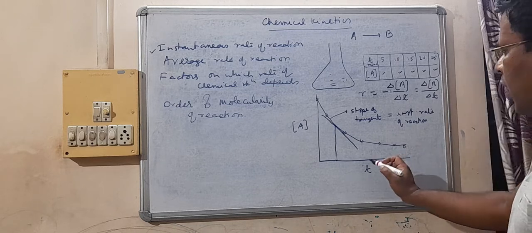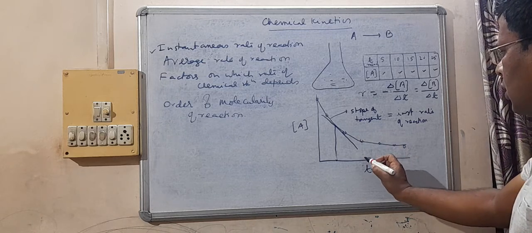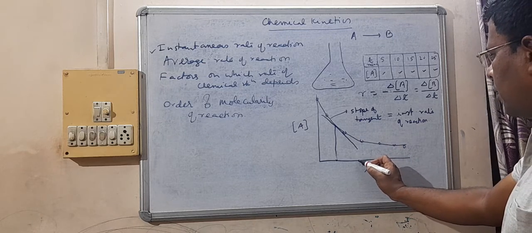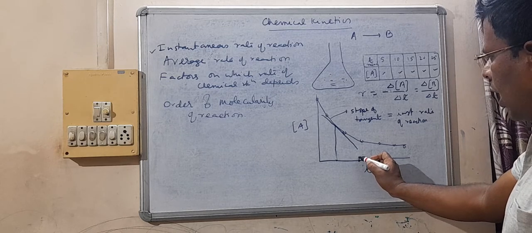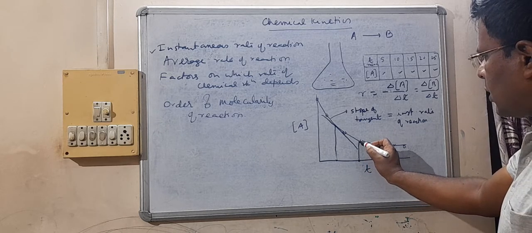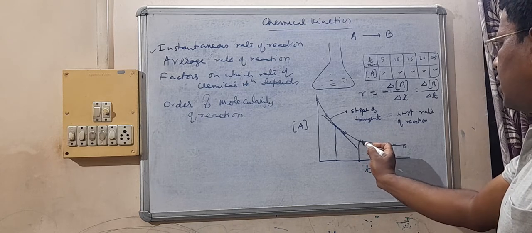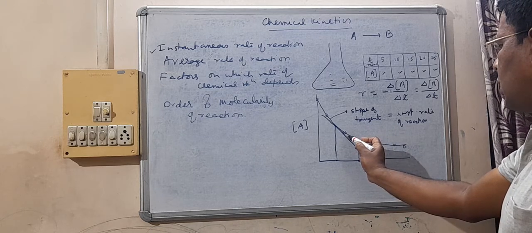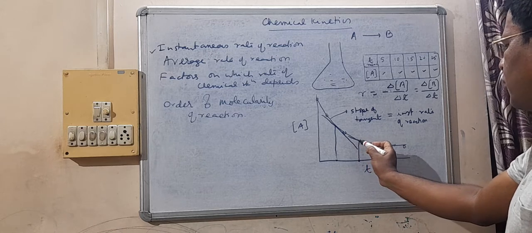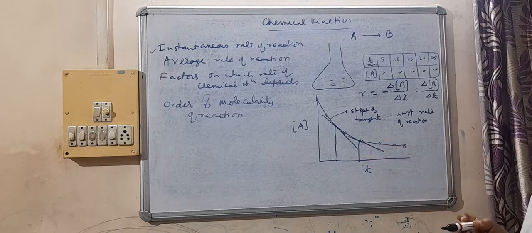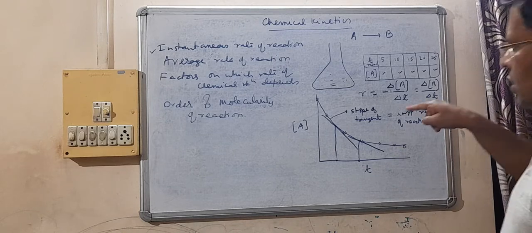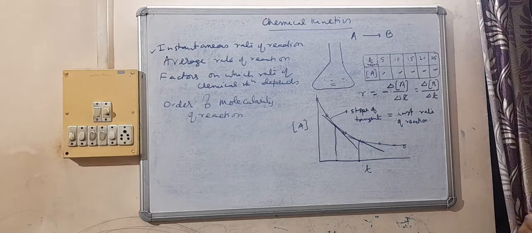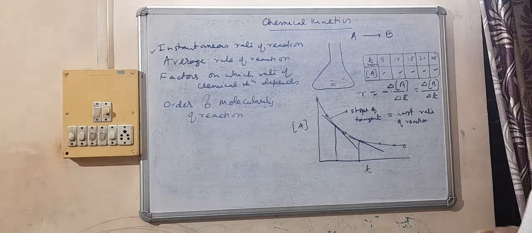Suppose we want to find the instantaneous rate of reaction at this point of time. Again, same thing, we will draw a line perpendicular to the x-axis, and where it is meeting the curve, at that point we will draw the tangent, and the slope of this tangent will be the instantaneous rate of reaction at that point of time.